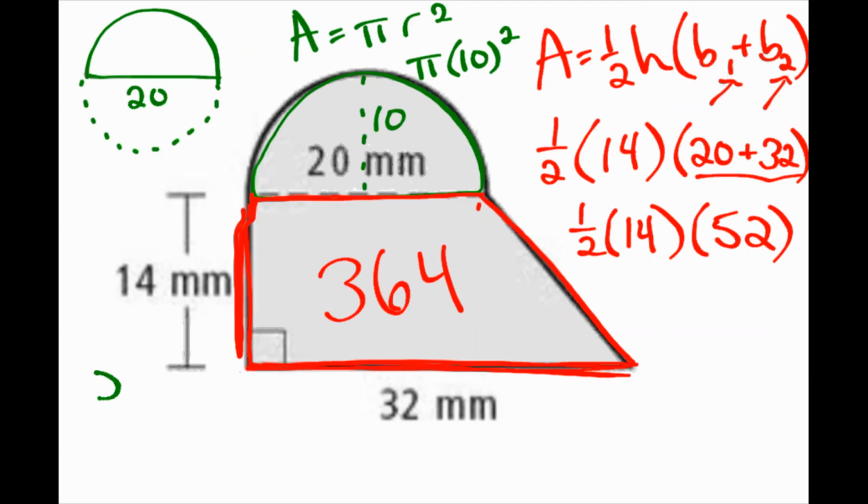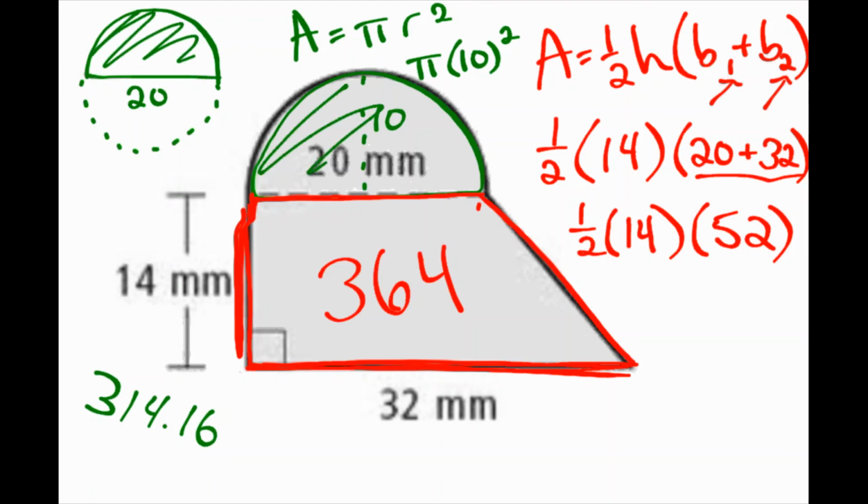So the area of that full circle would be 314.16. Make sure you're cutting that circle in half. We don't have a full circle. It feels like we did a lot already in this problem. Don't forget at the end, this is only dealing with this half circle. I'm going to divide that by 2. That gives me that half circle.